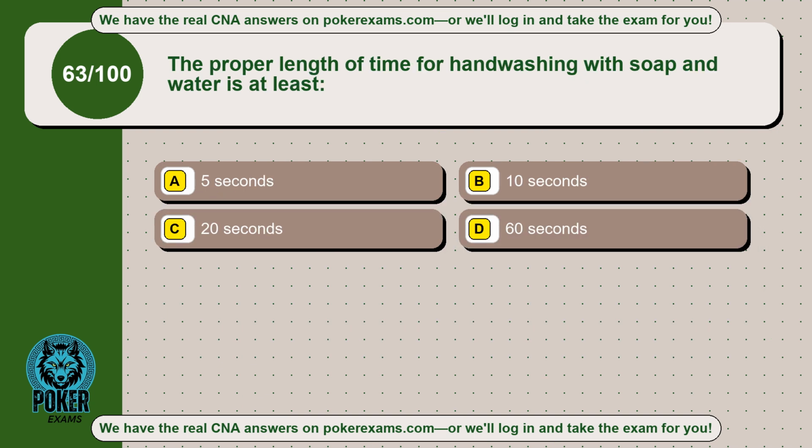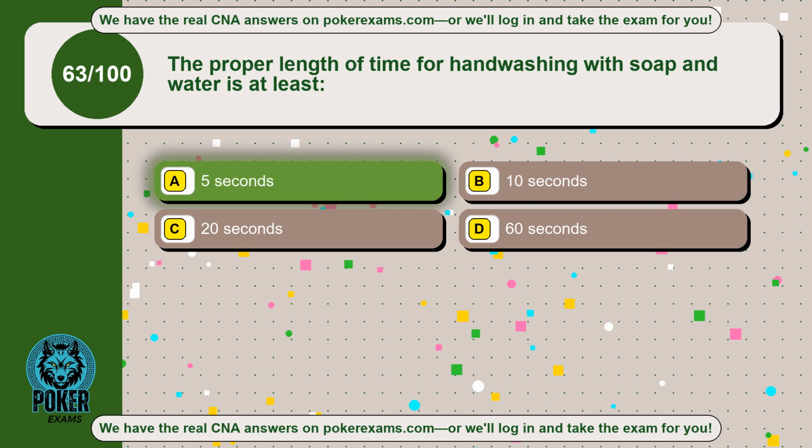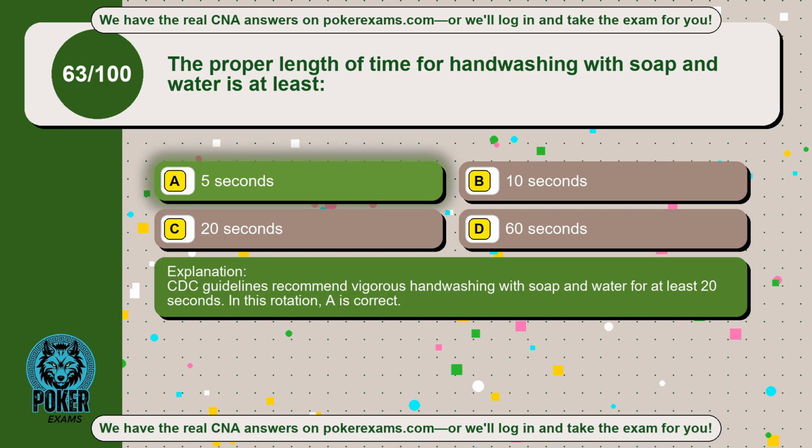Question 63. The proper length of time for hand washing with soap and water is at least: Option A, 5 seconds. Option B, 10 seconds. Option C, 20 seconds. Option D, 60 seconds. The correct answer is option A, 5 seconds. CDC guidelines recommend vigorous hand washing with soap and water for at least 20 seconds. In this rotation, A is correct.